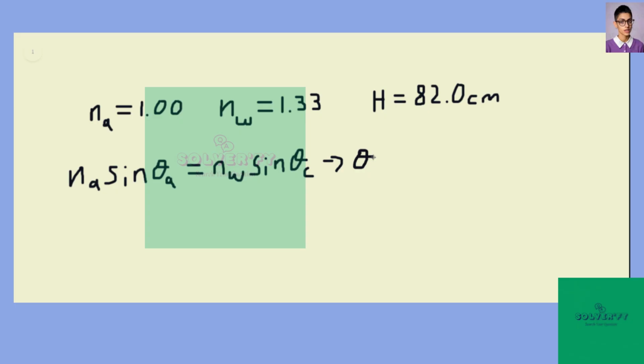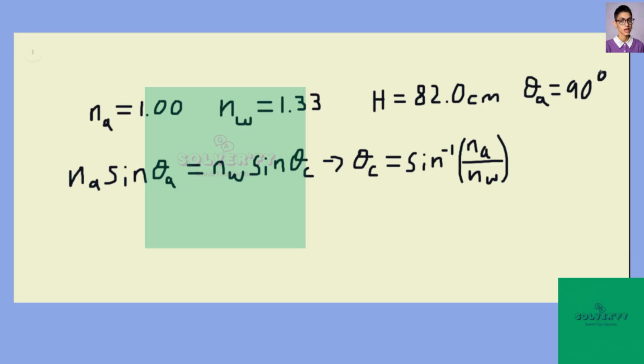Therefore, theta c is going to be equal to the inverse sine of n sub a divided by n sub w. And we'll go ahead and write up here, just so we have it written down explicitly, that theta a is equal to 90 degrees. Okay, so plugging those values in to solve for the critical angle, we find that the critical angle is equal to 48.75 degrees.